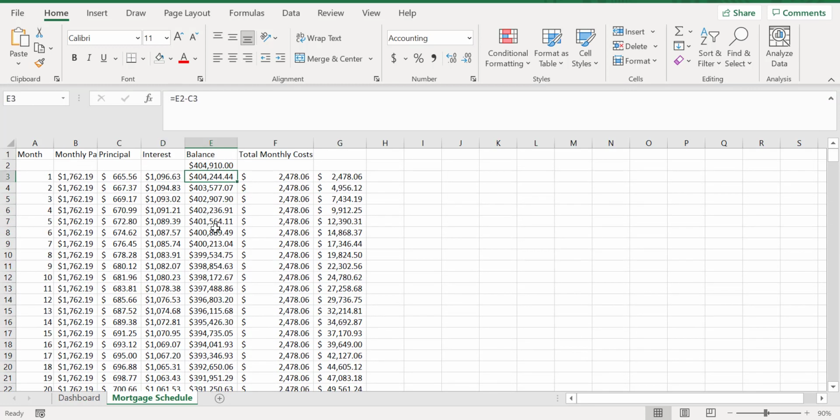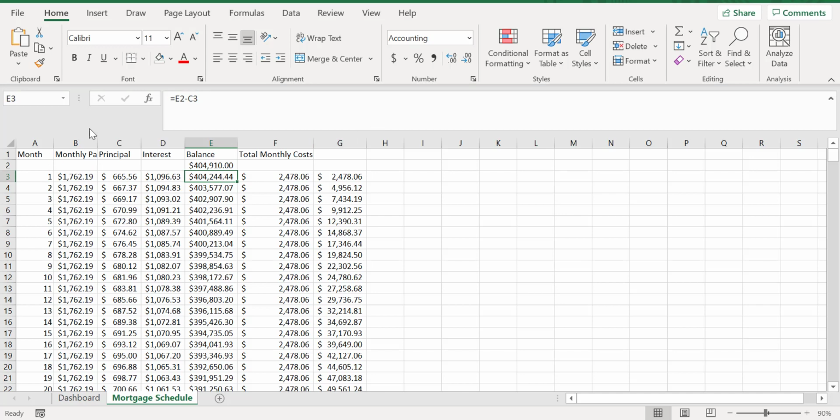One more thing I want to point out here is look at the balance amount. It reduces by the principal, right? Not by the principal and interest. So what do I mean? I mean you have a loan of 404,910. Then by the next month, your loan amount that's remaining is 404,244. That's because we subtracted the principal from that amount, not the principal and the interest. So the principal goes towards the loan. The interest is just a fee you give to the bank, right?